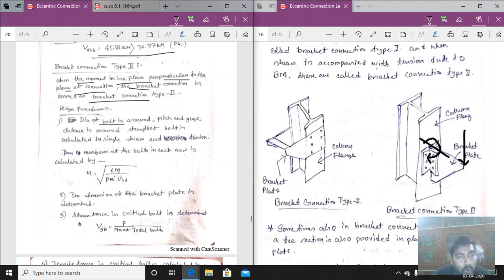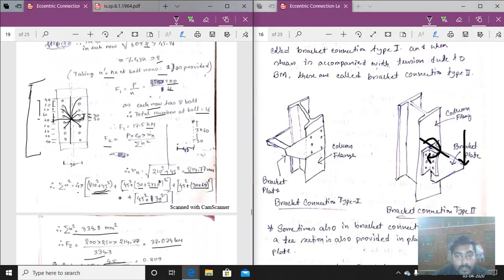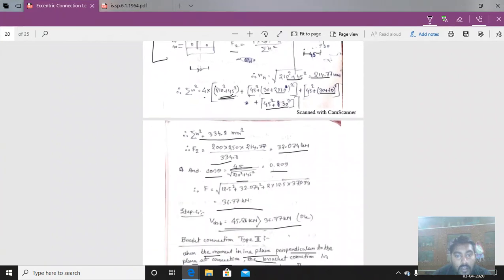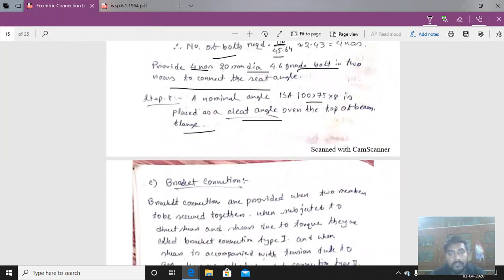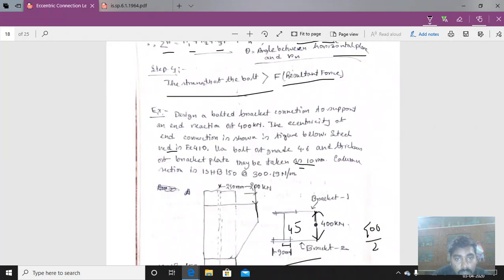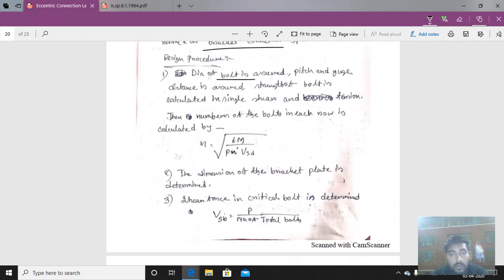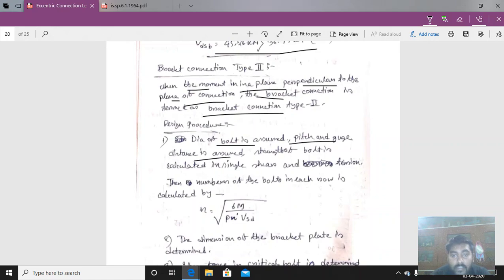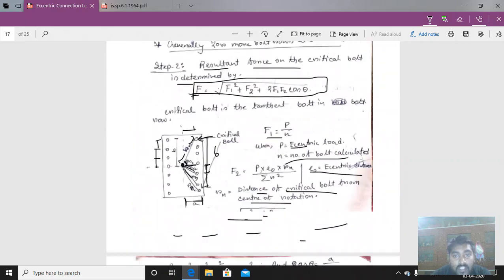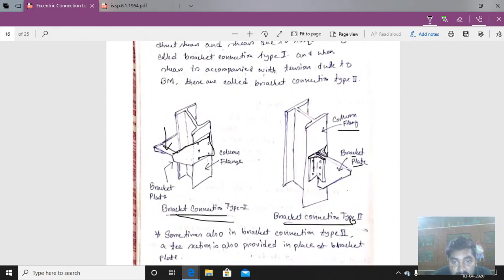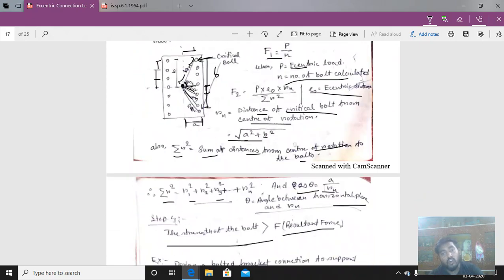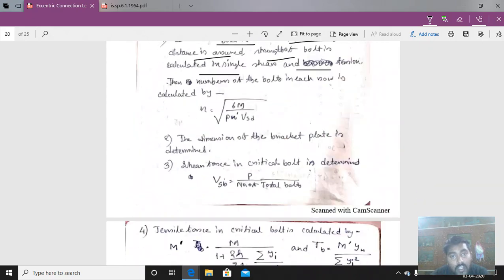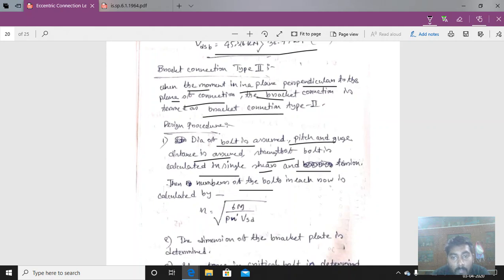First the dia of bolt is assumed, like the first procedure. Okay, so we will now see the procedure. First the dia of bolts is assumed, the pitch and gauge distance are assumed, and the strength of the bolt is calculated in single shear and tension. If we see the picture, it will be in single shear, not double shear. Always single shear for bracket connection. So single shear is calculated, and tension. Then the number of bolts in each row is calculated by that formula.